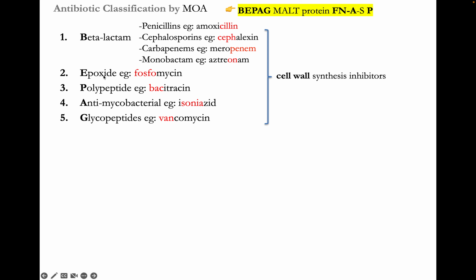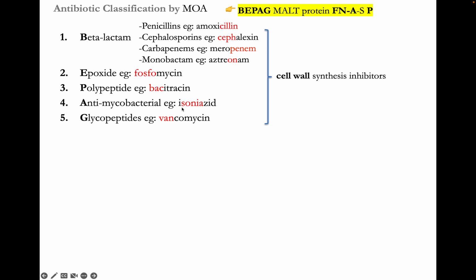The next, epoxide, this is a new class of antibiotic, fosfomycin. Polypeptide, so this is a class with only amino acids in it. That means these antibiotics are made up of amino acids or proteins only. They are called polypeptides. Example, bacitracin. So here, remember, this is one of the components of the triple antibiotic Neosporin. Some people remember it like bus and van, those examples, but anyway, remember bacitracin.